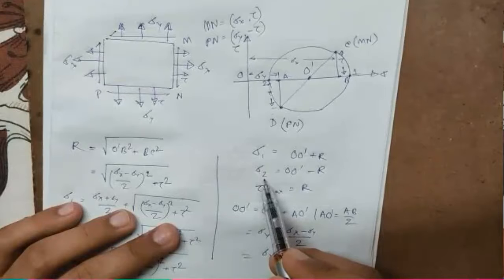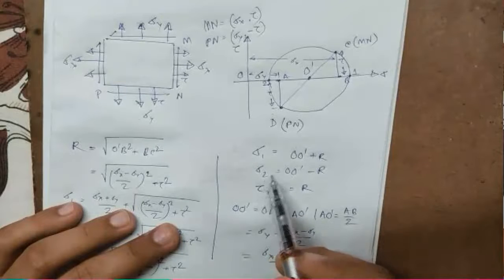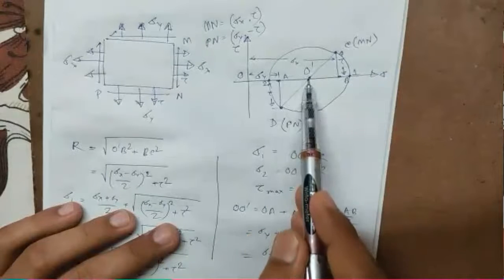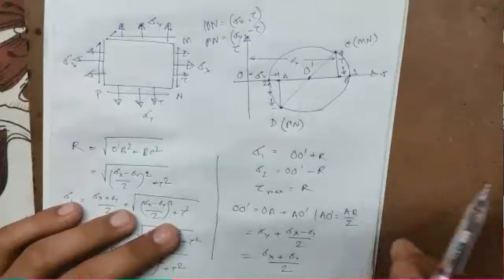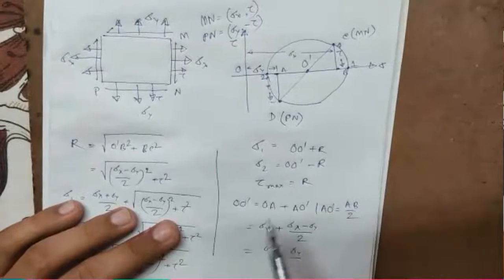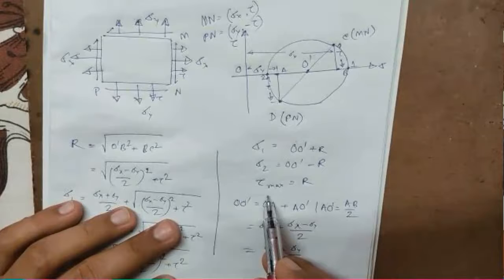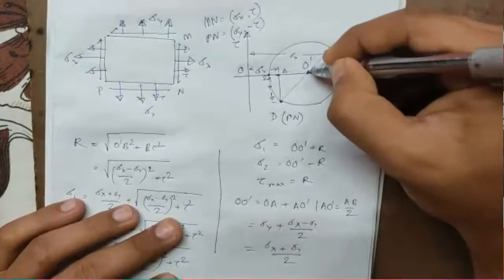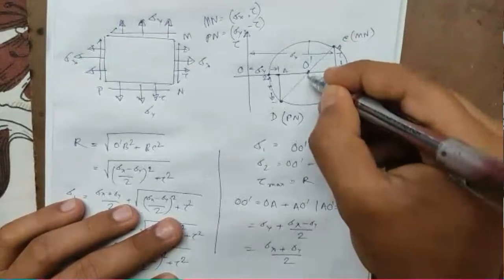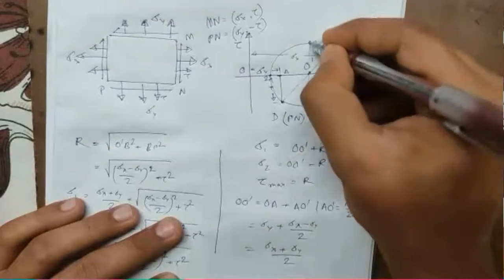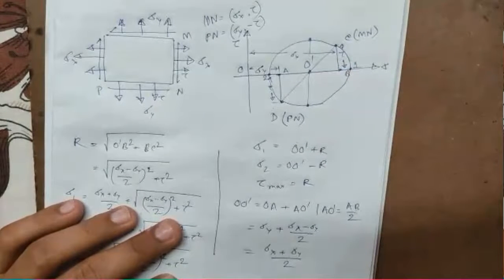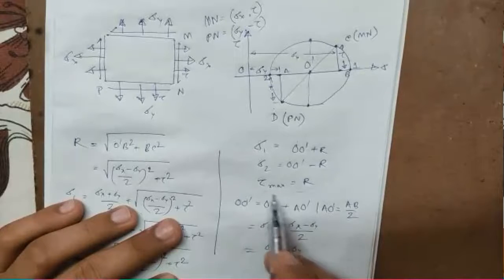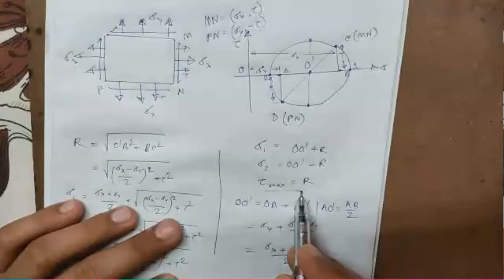And sigma 2 is equal to O dash minus the radius of the Mohr circle. Now this tau max can be found at this point if we draw a perpendicular here or here. These 2 points will give us the maximum shear stress, that will be tau max. So tau max will have the value of the radius of the Mohr circle.